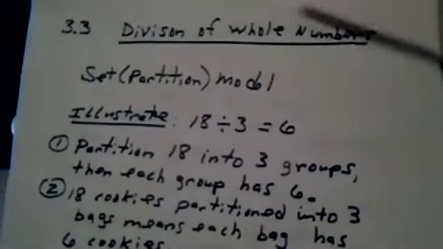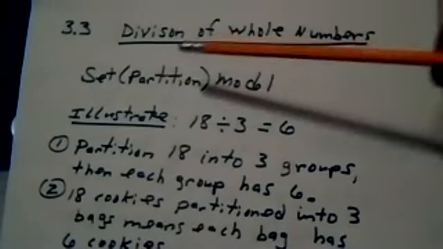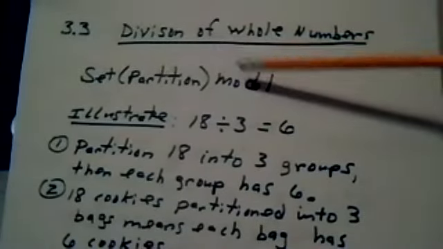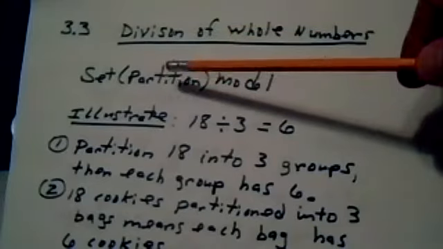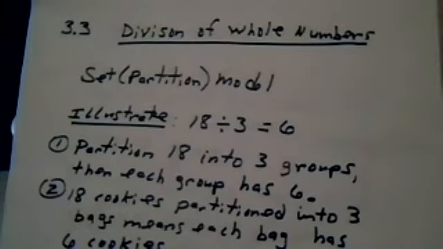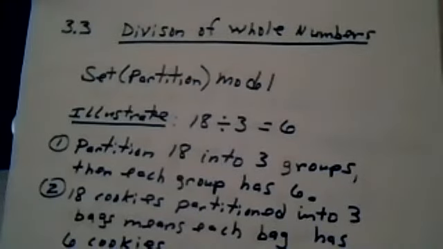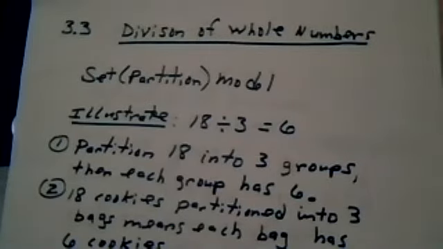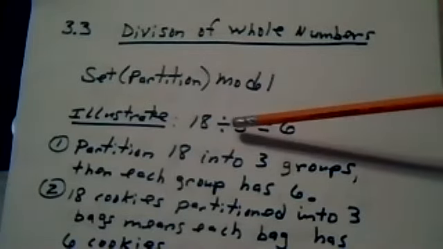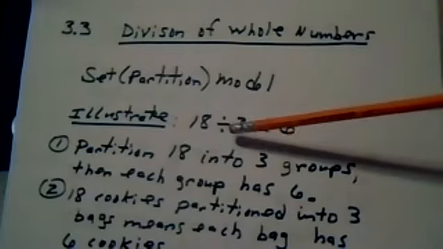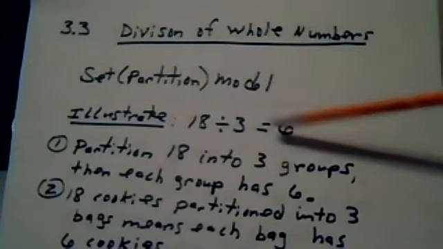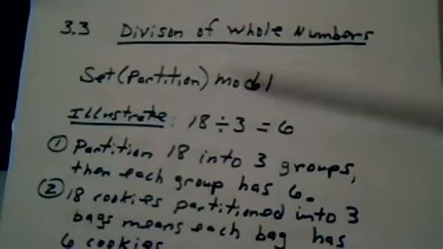Division of whole numbers. Set partition model. Well, when you see the word partition, that implies you're going to be parting, that means cutting, separating, dividing. How would you illustrate 18 divided by 3 equals 6 using the partition model?